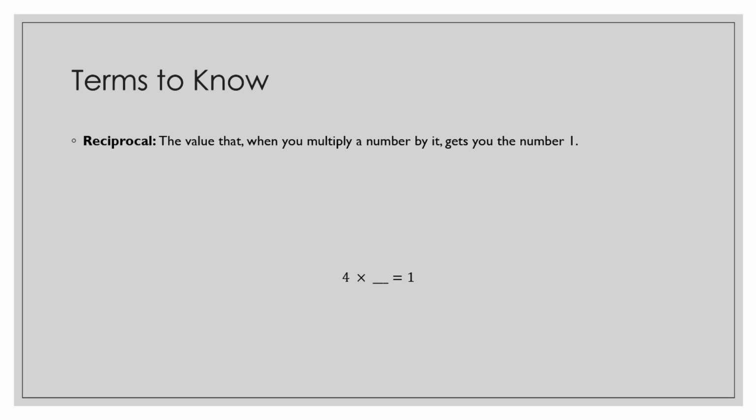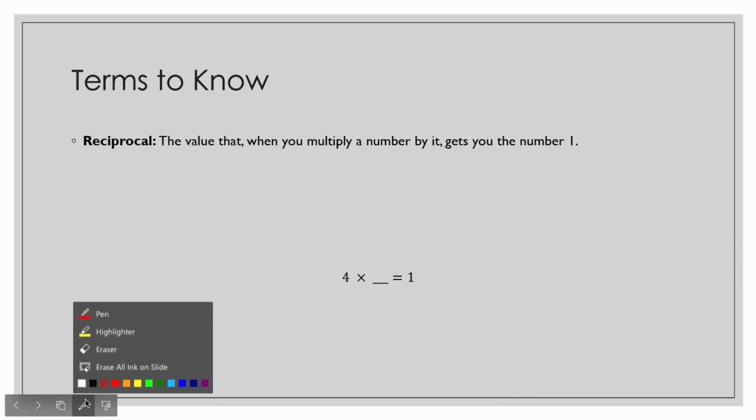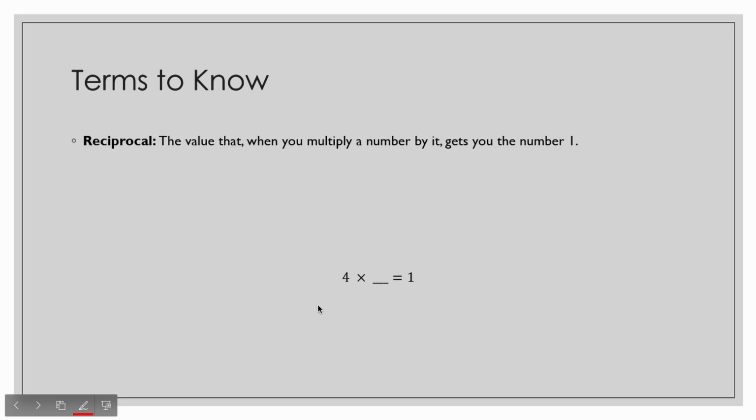Some terms to know. A reciprocal is a value that, when you multiply a number by it, gets you the number 1. And this is the only term you need to know for this video. So if we have this equation, 4 times something is equal to 1, well, we need the reciprocal because that value will make this equation true. But what value makes this equation true? What value is our reciprocal?